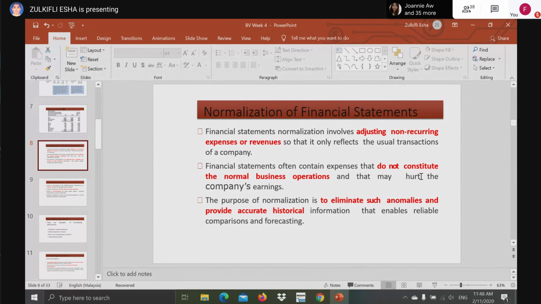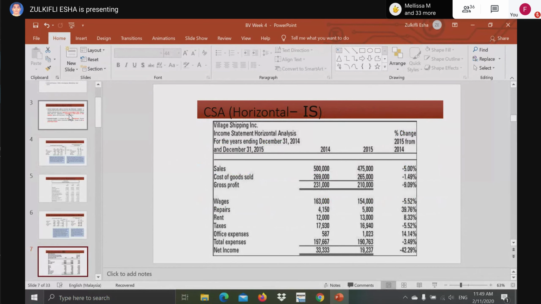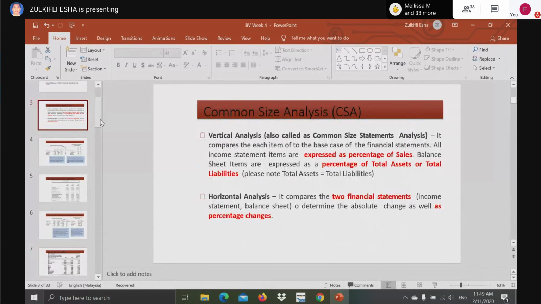So after we have done the horizontal and vertical CSA, we may need to do some adjustment, some normalization on some of the items that we have analyzed horizontally and vertically before. So common size analysis. That's why we call it common size analysis.